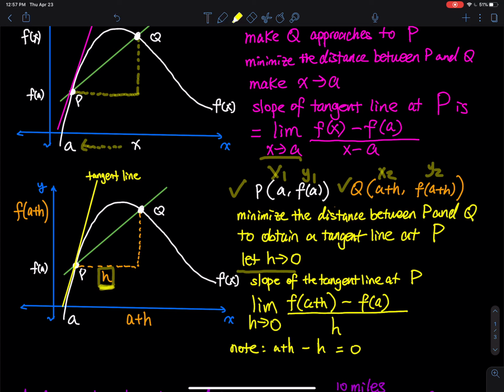All right. But what if you change the point P to somewhere else? If you change the point P to somewhere else, then you change the slope. You change the slope, then that means you change the tangent line.